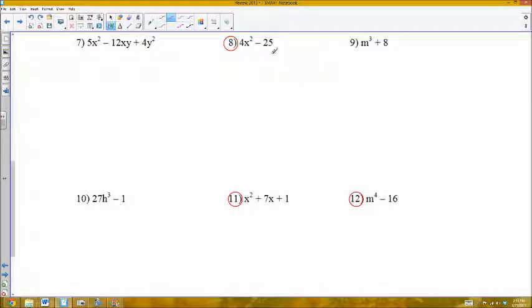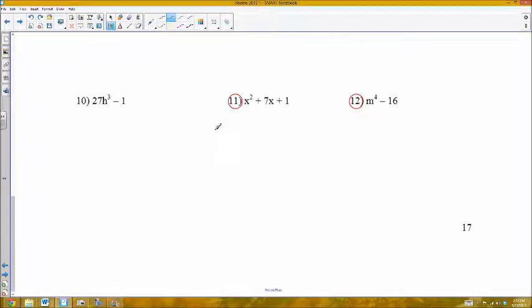Now, you could try to do this by factoring with finding the sum and product, but it's actually easier if you notice that 4x squared is a perfect square of 2x, and 25 is a perfect square of 5. This is just a difference of two squares. So we noticed before that this is one of our special products. We'll factor to just 2x minus 5, 2x plus 5, and we're done.